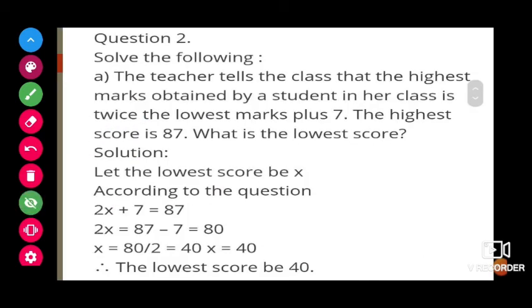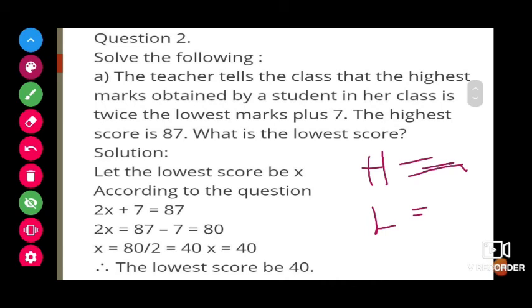Next one. Solve the following. The teacher tells the class that highest marks obtained by the student in her class is twice the lowest marks plus 7. The highest score is 87. What is the lowest score? Very interesting, no children? Here what they are using is one highest mark and one lowest mark.